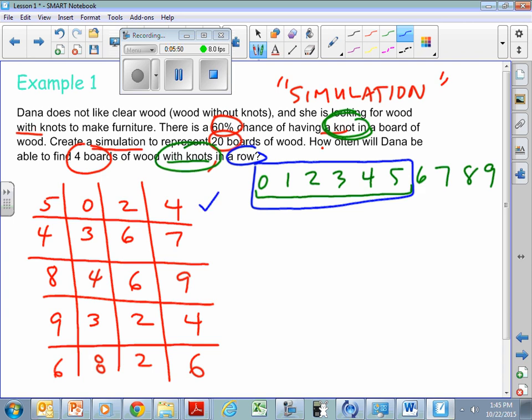This row counts. So far, she has one row that meets the qualifications. These 4 boards, each of them, belong to that. Let's check this one. 4, 3, yeah, no, so no good on that one. 6 is not part of the with a knot. 6 is part of the without a knot.